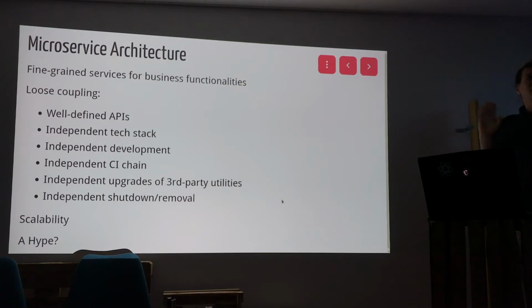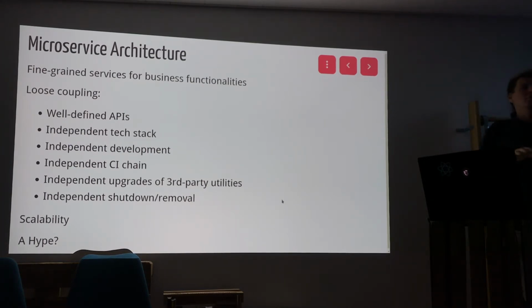So actually, if you do that just on the server side, then you've got a microservice architecture. You have relatively fine-grained services for business functionalities. And what does it give to you? The services are loosely coupled. So the services must have well-defined APIs to communicate, maybe not only to the front end, but also to each other. And this API is relatively rigid. It's not so easy to change, and so it's not so easy to break things.